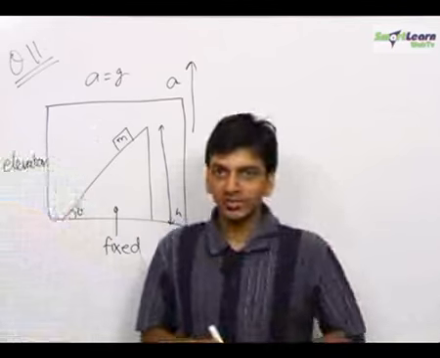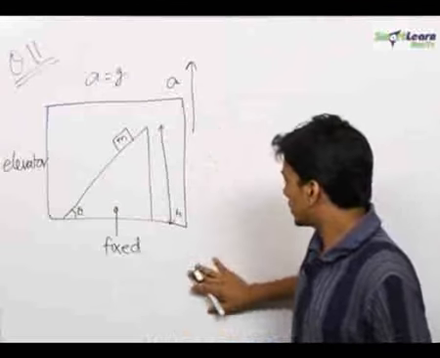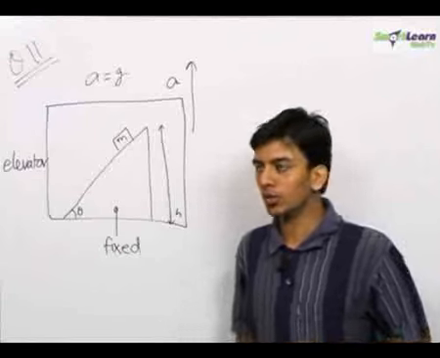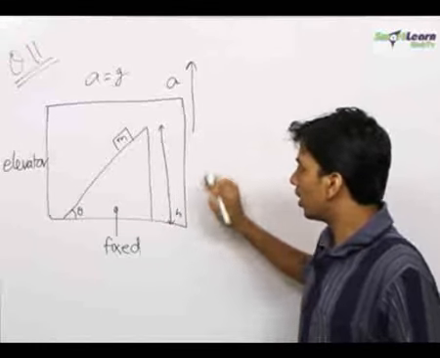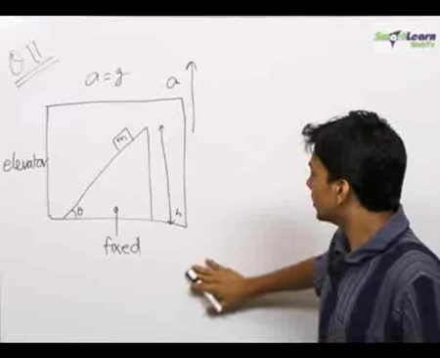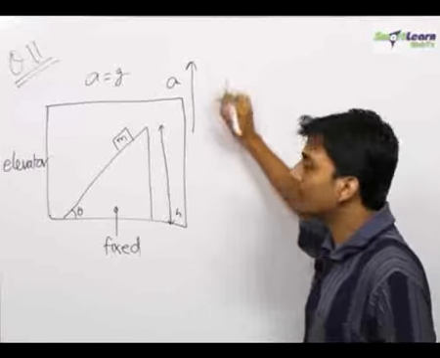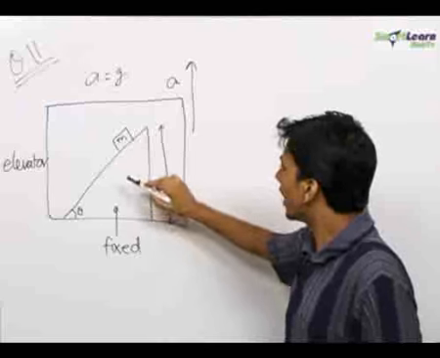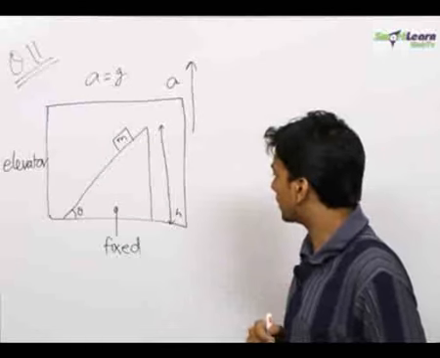So here we have a question which can be easy if you choose the right way, and it can be difficult if you choose the wrong way. The best way to go, first let me explain the question. The question has an elevator which is going up with an acceleration a that is equal to g, and there is a fixed wedge and a block of mass m at its top.